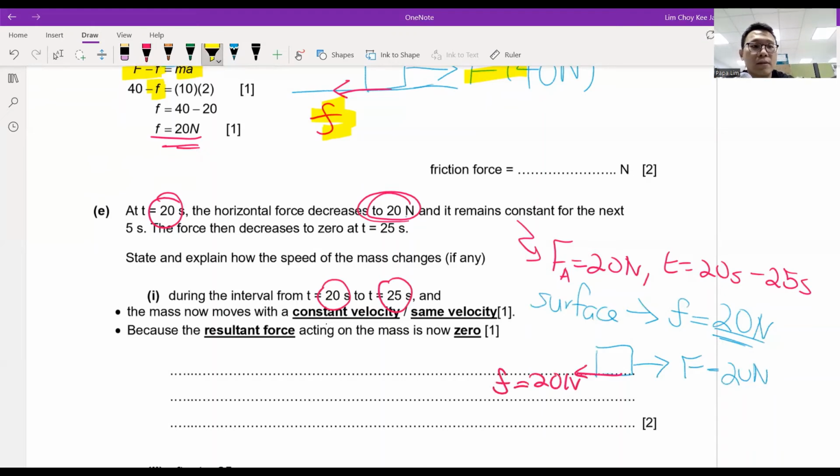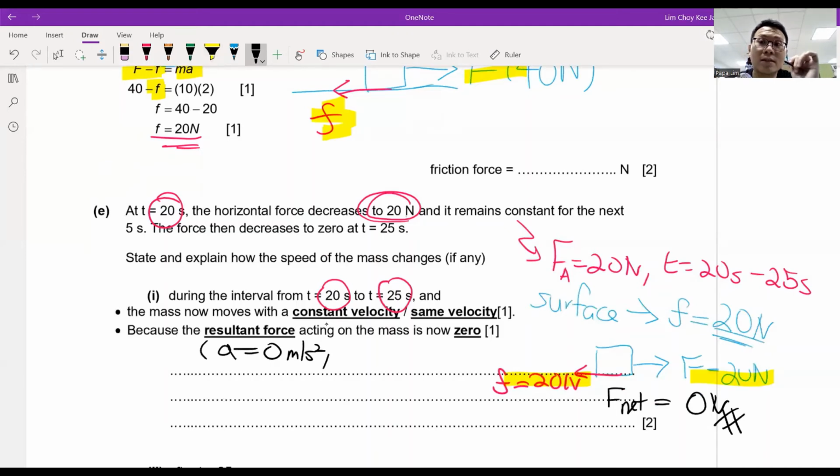If you take the simple resultant force, you'll find that the forward force and the friction are the same magnitude. If you do the simple Newton's law, F net equals m a, you'll find that F net is actually 0 Newton. And 0 Newton is what we know as Newton's first law: the resultant force is 0, so the object will experience 0 acceleration, 0 meters per second squared. And 0 meters per second squared doesn't mean it stopped moving.